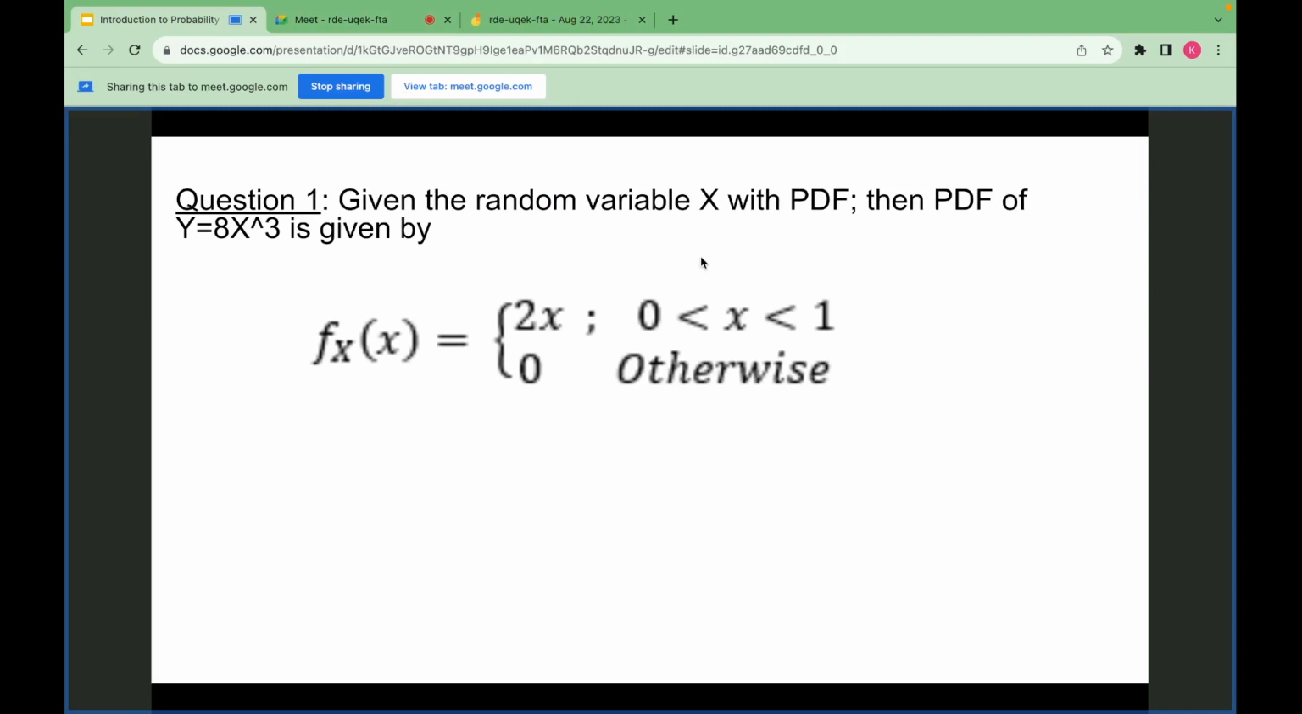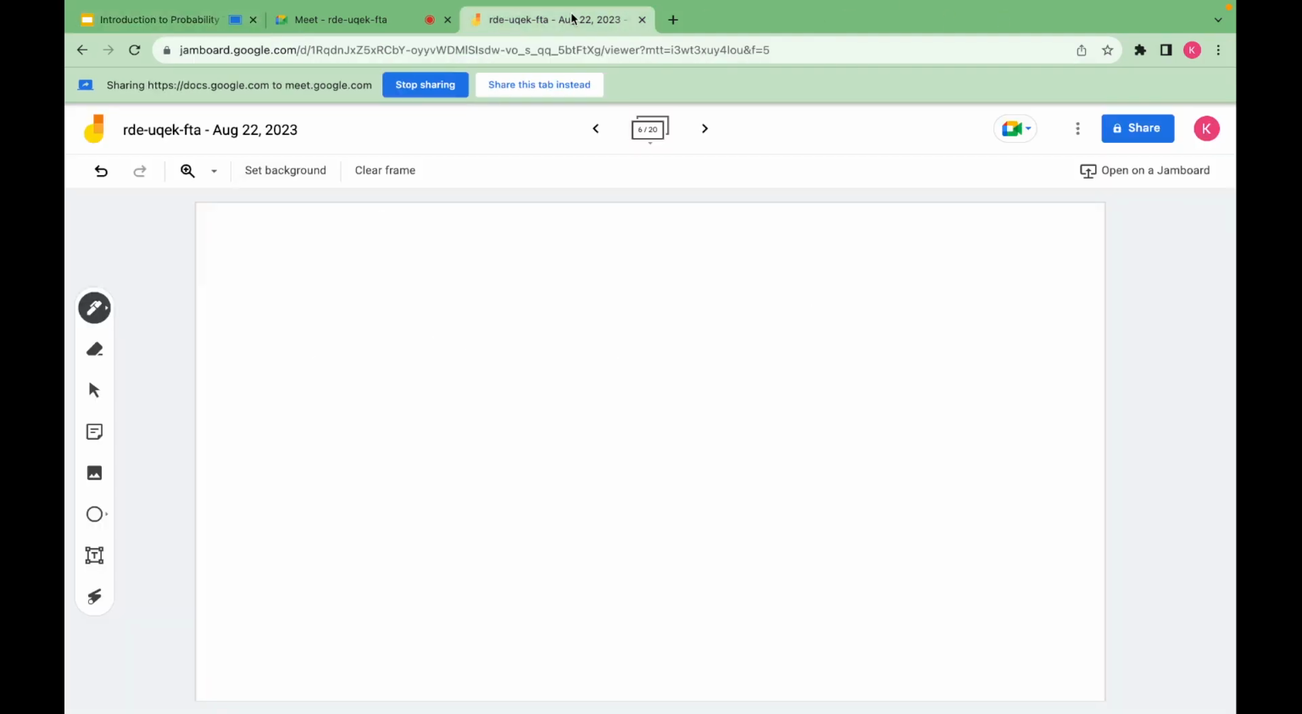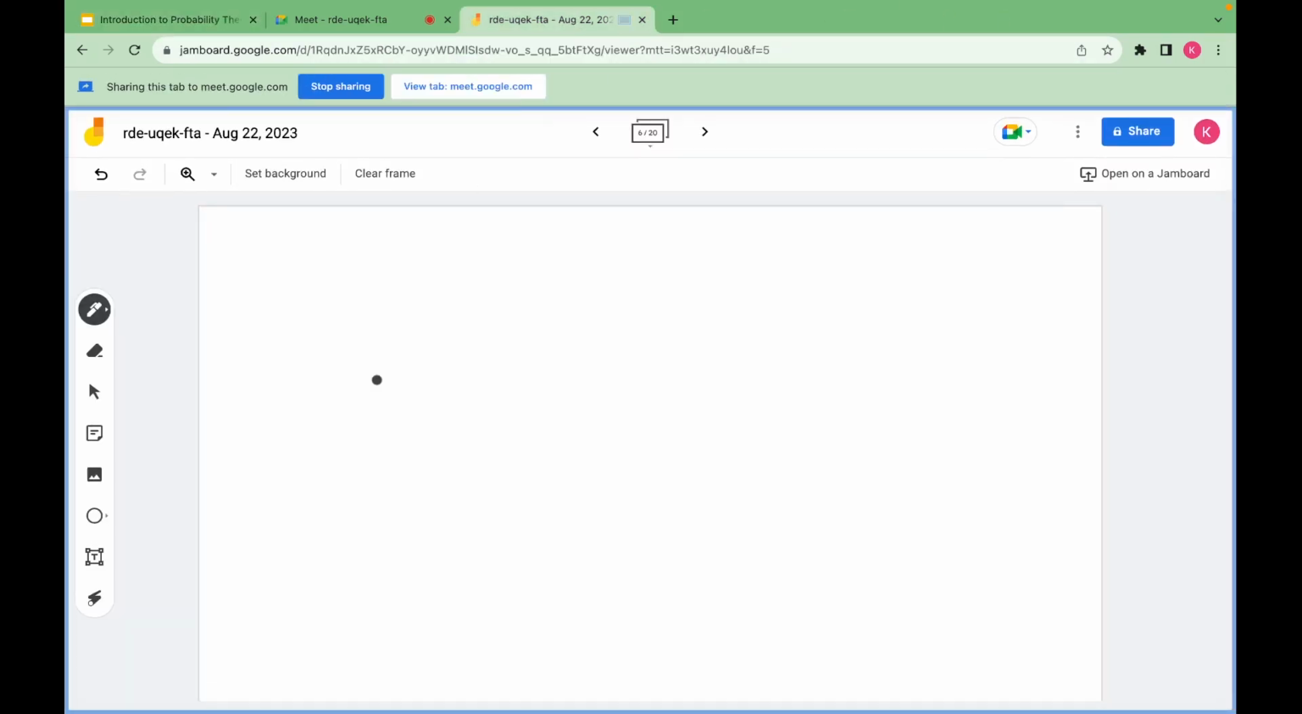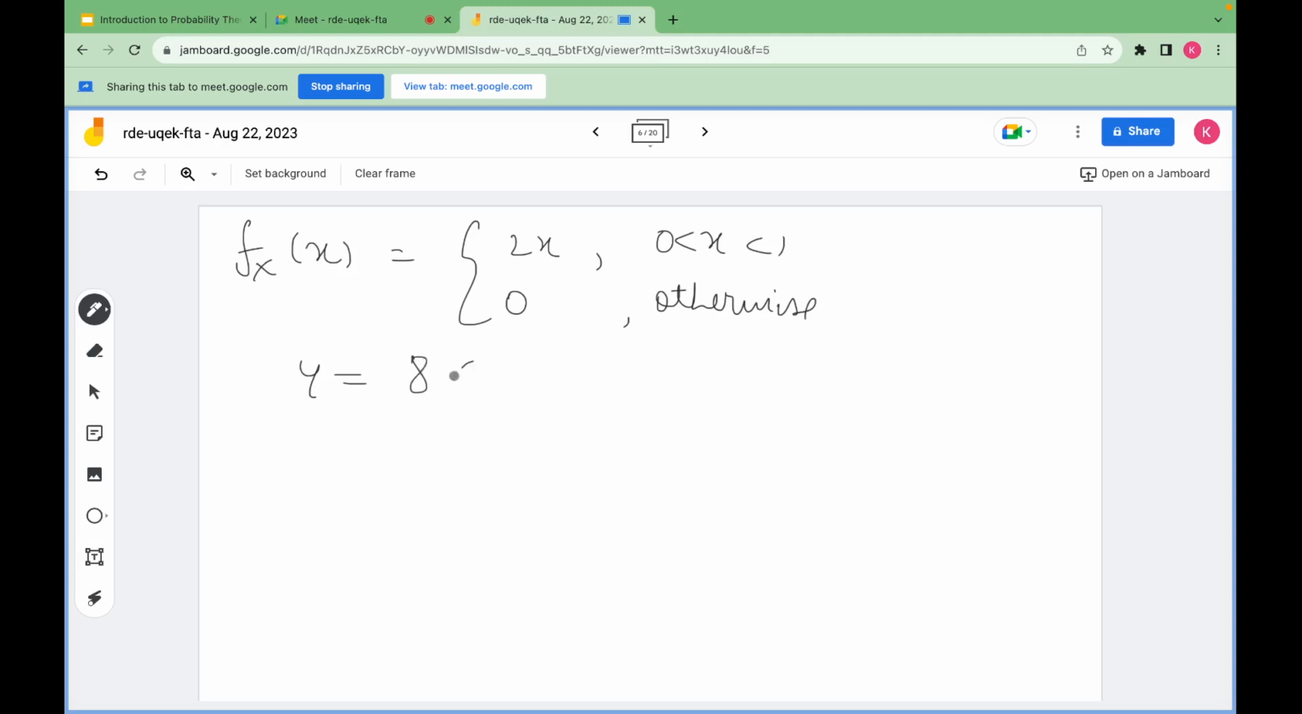We are given that x is a random variable with PDF 2x when x varies from 0 to 1, and it is 0 otherwise. Then we need to find the PDF of y, which is 8x cube. So now we need to find the probability distribution function for y.